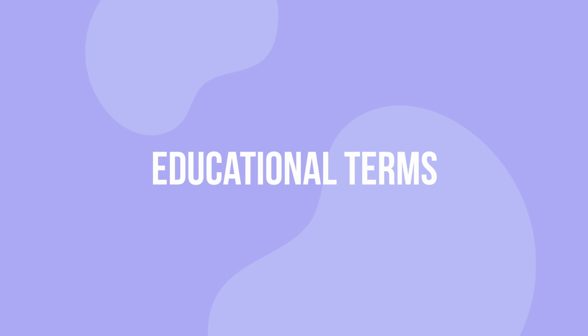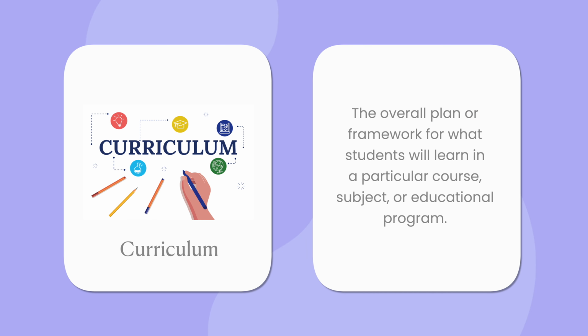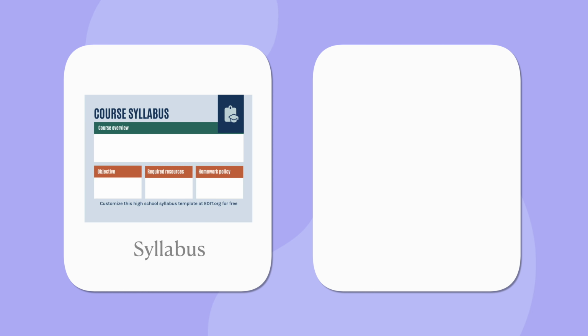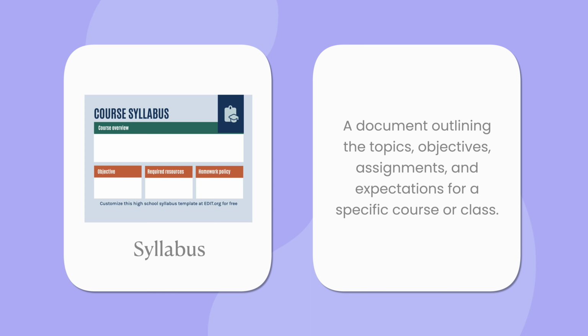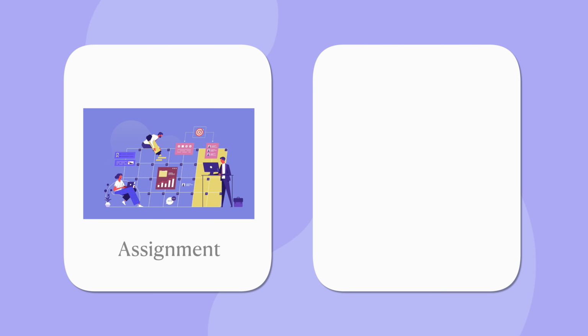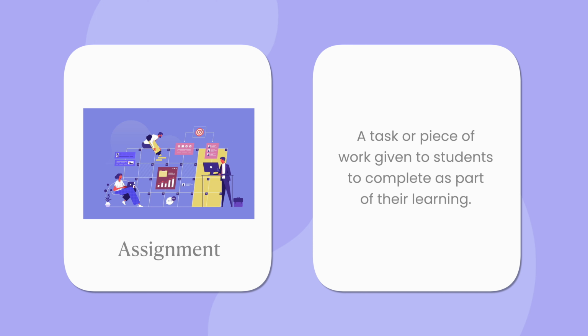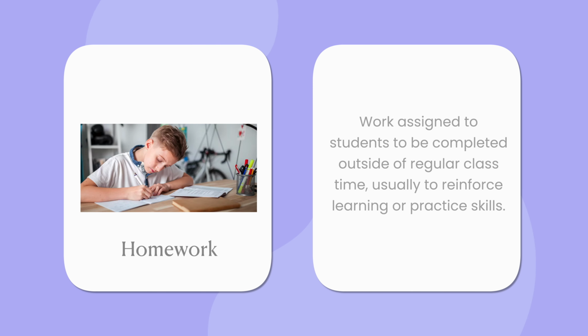Educational terms. Curriculum. The overall plan or framework for what students will learn in a particular course, subject, or educational program. Syllabus. A document outlining the topics, objectives, assignments, and expectations for a specific course or class. Assignment. A task or piece of work given to students to complete as part of their learning. Homework. Work assigned to students to be completed outside of regular class time, usually to reinforce learning or practice skills.